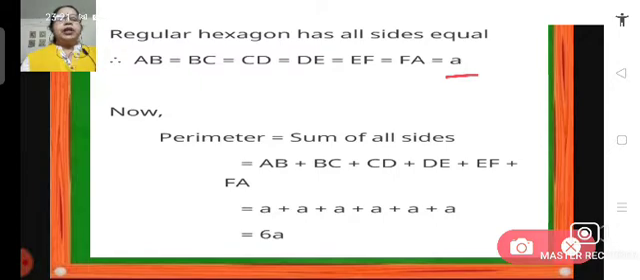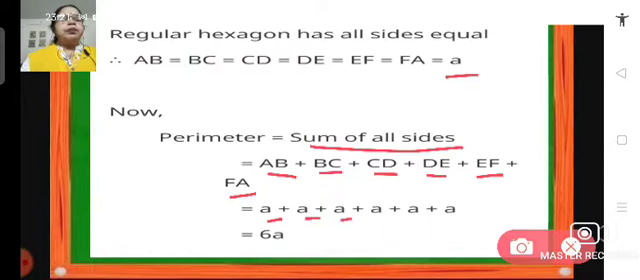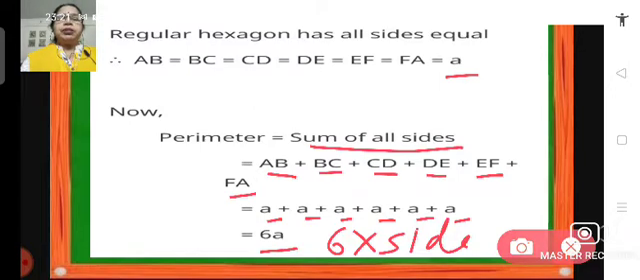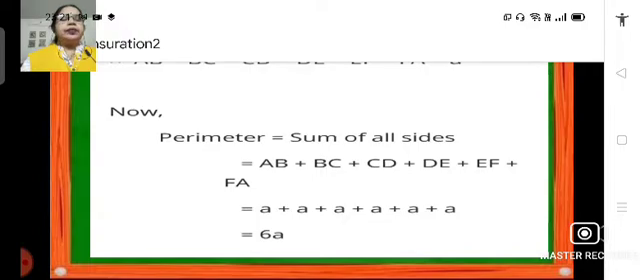So, what will be its perimeter? It will be the sum of all its sides. That means it will be AB plus BC plus CD plus DE plus EF plus FA. That means it will be a plus a plus a plus a plus a plus a, that is 6 times a. 6 times a means it is 6 into side. So, this is the formula for finding the perimeter of a regular hexagon, 6 into side.